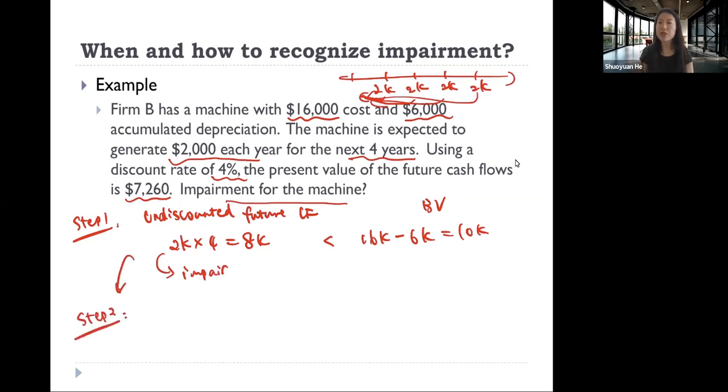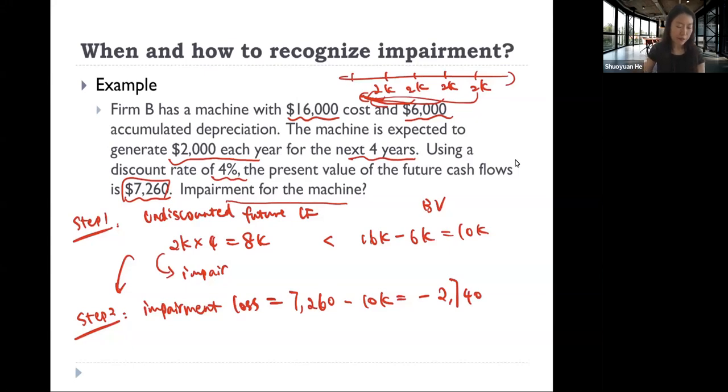In step 2, we need to decide how much impairment loss to recognize. To calculate the impairment loss, we basically take the discounted future cash flow, or the fair value of the machine, which is 7,260. And then we take the difference between the fair value and the book value, which is 10,000. So that is 2,740. That is the impairment loss which is recognized.